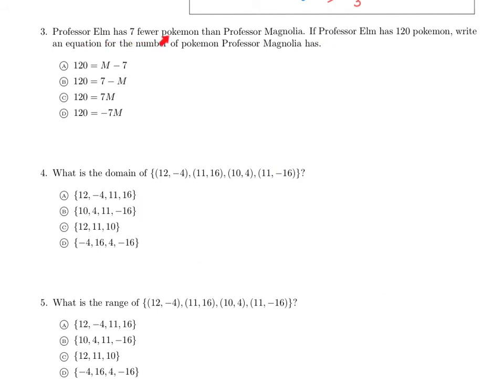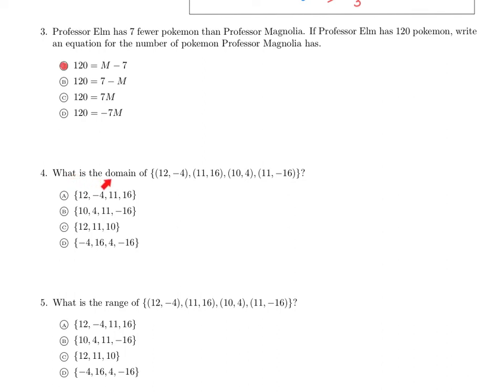Professor Elm has 7 fewer Pokemon than Professor Magnolia. If Professor Elm has 120 Pokemon, write an equation for the number of Pokemon Professor Magnolia has. The situation is that Professor Elm has 120 Pokemon, which is 7 less than Magnolia. So 7 less than M. So 120 is Elm, which has 7 less than M. So the answer is going to be letter A.